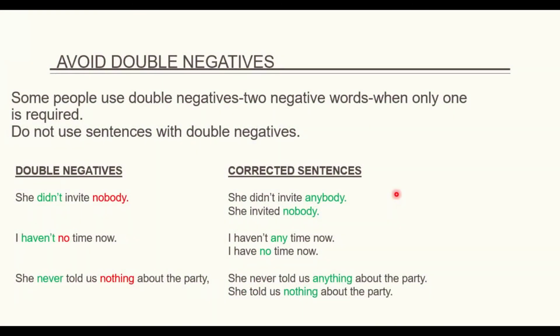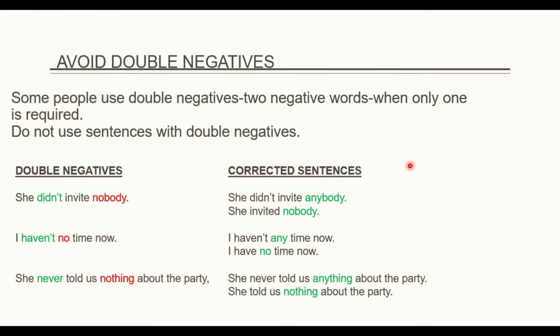Finally, we have to avoid double negatives. In English, we cannot use two negative words in the same sentence. In these examples here, we cannot use double negatives. You cannot use two negative words in one sentence. So, in this column, you will find three sentences that are not well written because we have in the first sentence "didn't" and "nobody." Didn't is the negative form of did, and nobody is a negative word because we have "no." And "haven't" is the contraction of have not, and no, and "never" and "nothing."